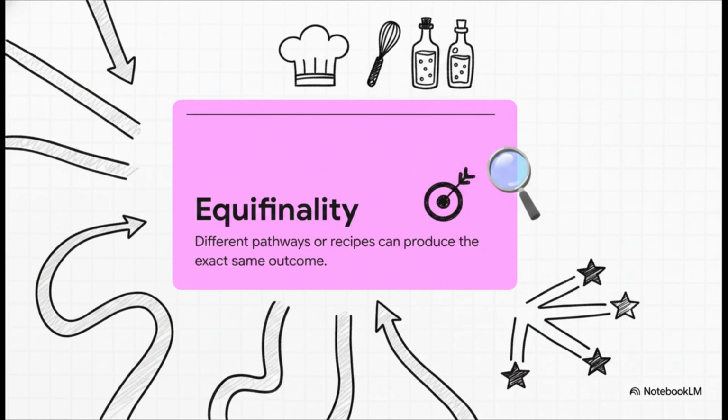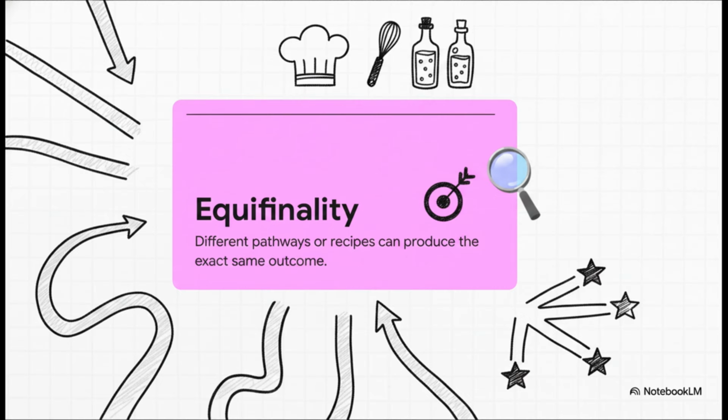Pillar 2 is equifinality. Honestly, I love this concept. Equifinality just means that there are multiple, entirely different pathways that can produce the exact same outcome. There's almost never just one single route to success. In traditional regression, we are always hunting for that one best fit line.